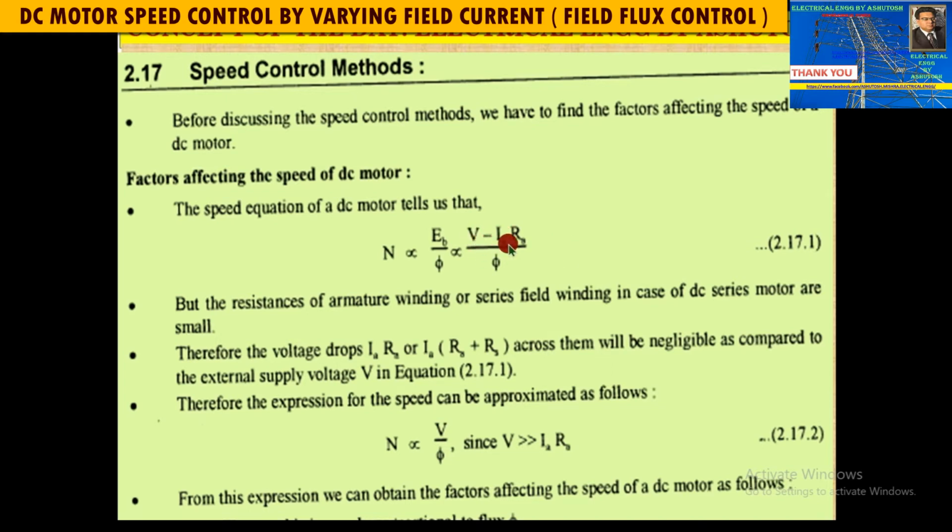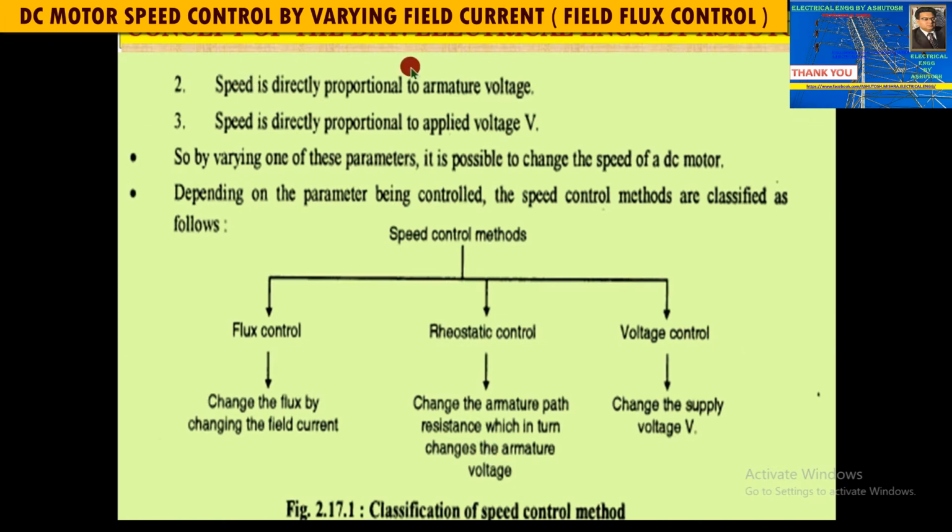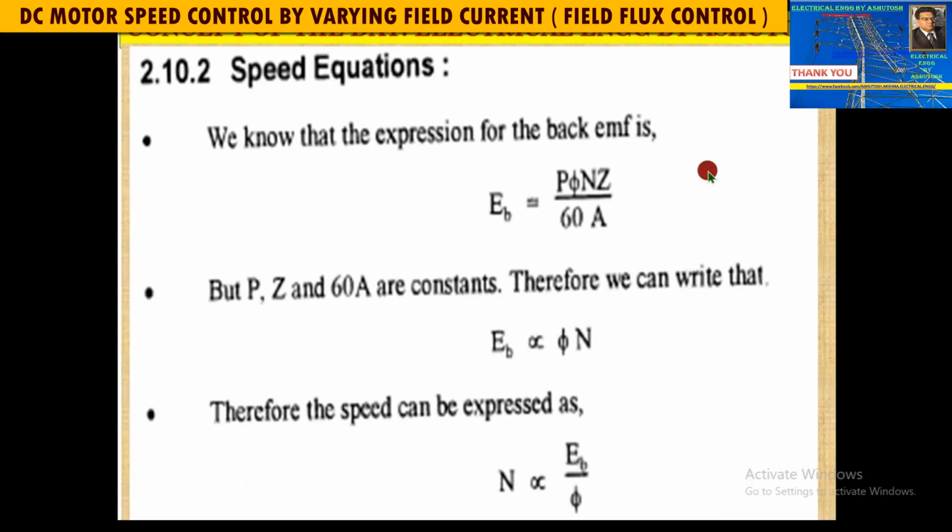So guys, in this method of field flux control, the terminal voltage V and IaRa are basically kept constant. The numerator is kept constant and we change the flux. When we increase the flux, the speed decreases. So this is the expression for the speed, which can be approximated as follows. Speed is inversely proportional to flux. Second, speed is directly proportional to armature voltage. Third, speed is directly proportional to applied voltage. So this is the speed equation.